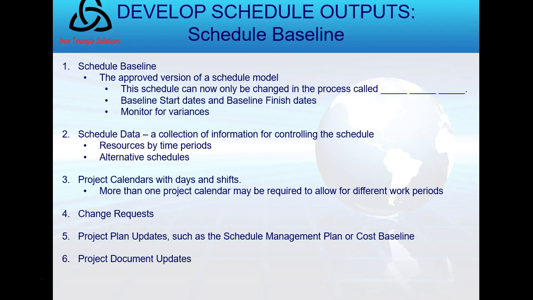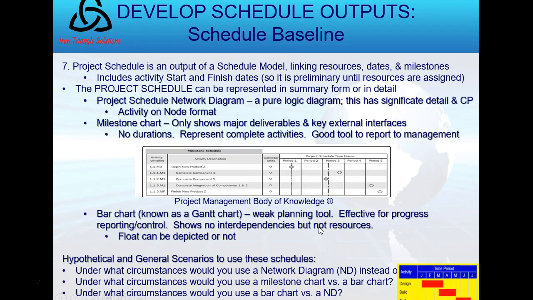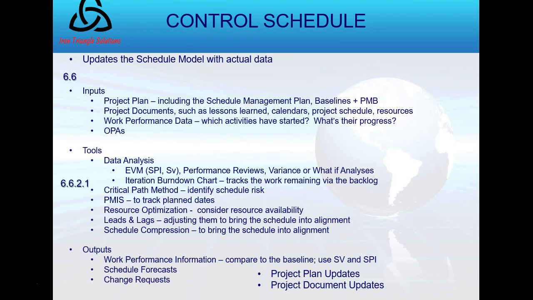Okay? As outputs, we have our schedule data, a collection of the information that we'll use for controlling the schedule. Our project calendars with the days and shifts associated, change requests, plan updates, and document updates. I also have the project schedule as an output, and there is a milestone chart we talked about in the early part of the lesson.